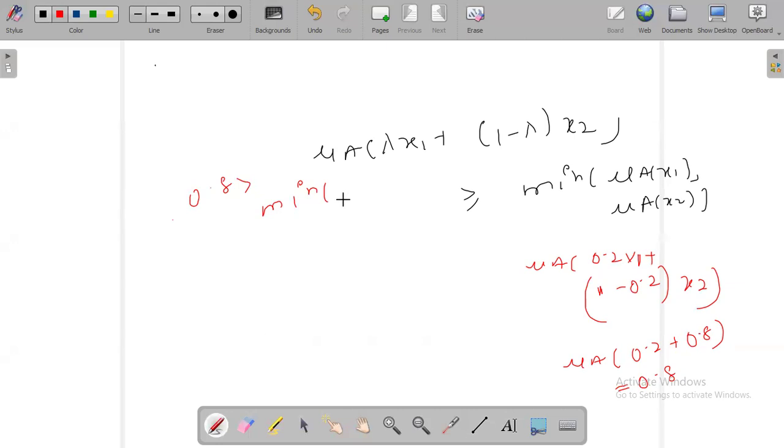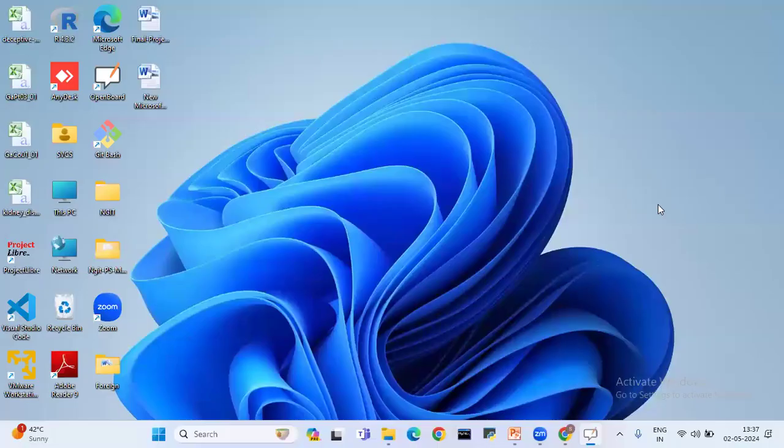Mu A of x1 was 0.2, comma, the second one was 1 minus 0.2 into x2, whatever, just take 0.3. So this is greater than the minimum of these, and the minimum is equal to 0.2. So obviously 0.8 is greater than 0.2. So this is convex. You can say that this particular set satisfies convexity.